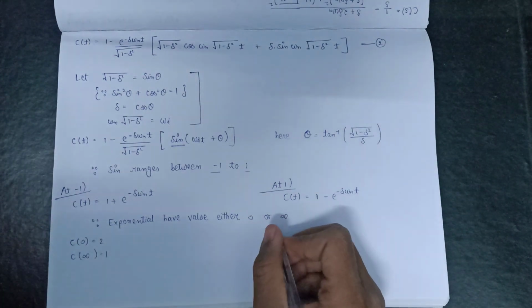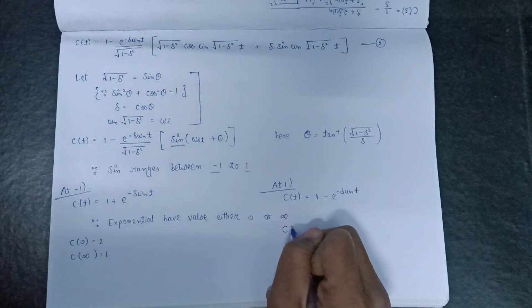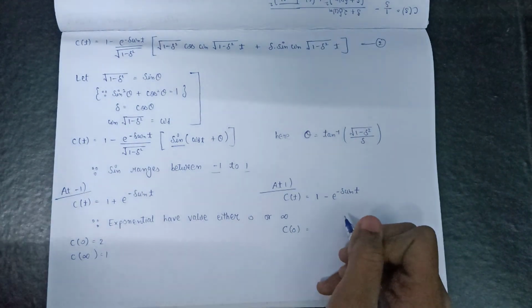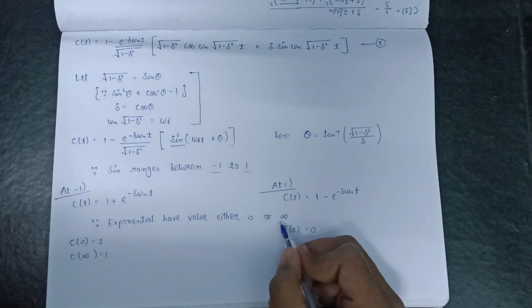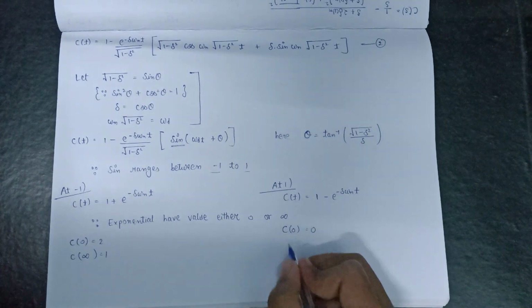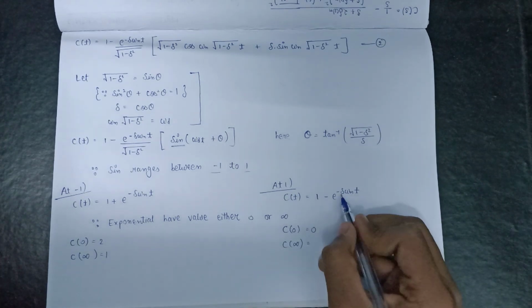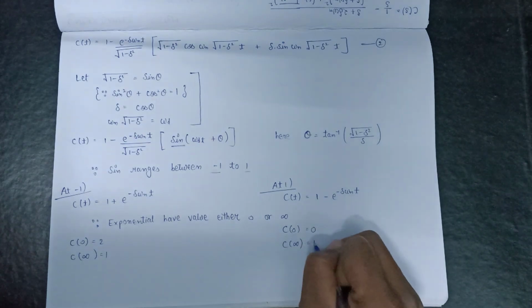Similarly, if we replace here c of t with c of 0, then it will become 0 only, and if we replace here t with infinite, then c of infinite will become e to the power minus infinite equals to 0. That's why c of infinite will become 1 only.